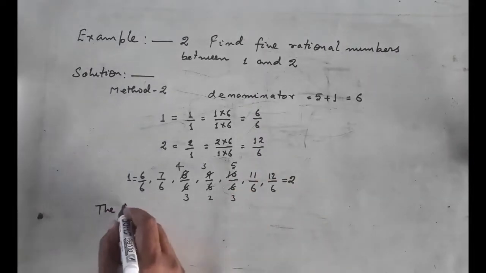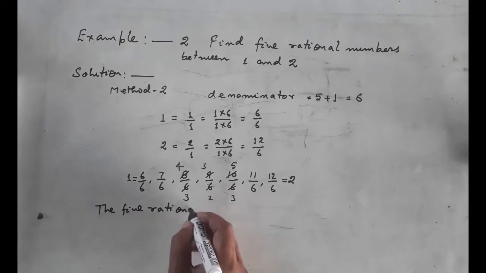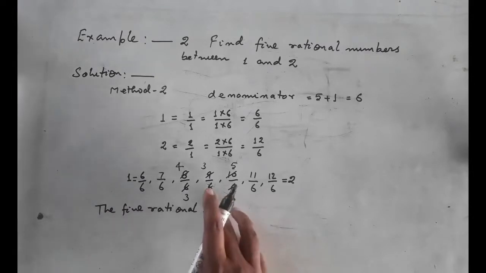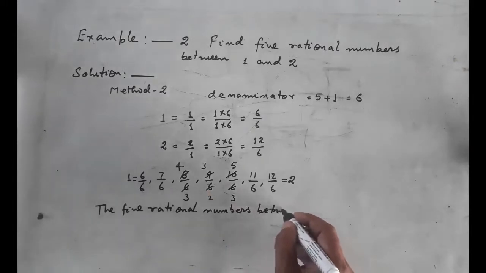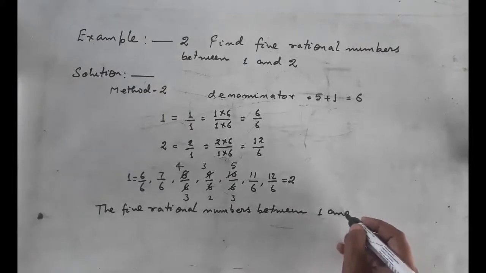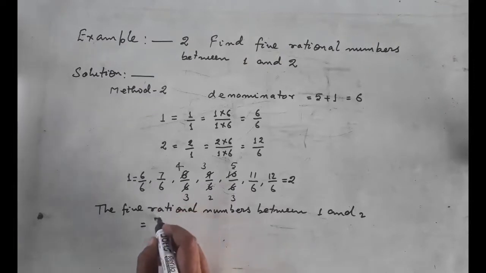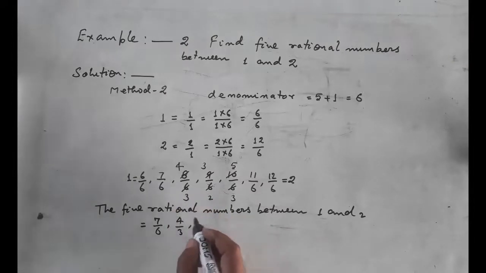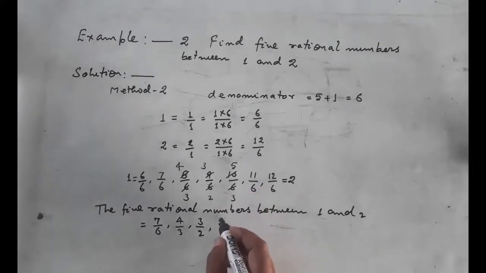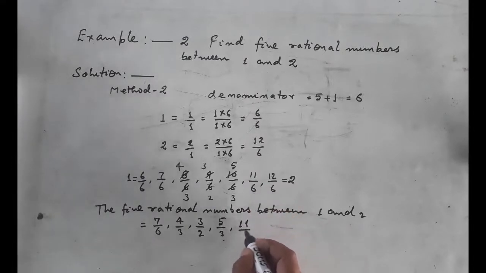The 5 rational numbers between 1 and 2 are: your first is 7 by 6, your second is 4 by 3, your third is 3 by 2, next 5 by 3, and the last, fifth, is your 11 by 6.